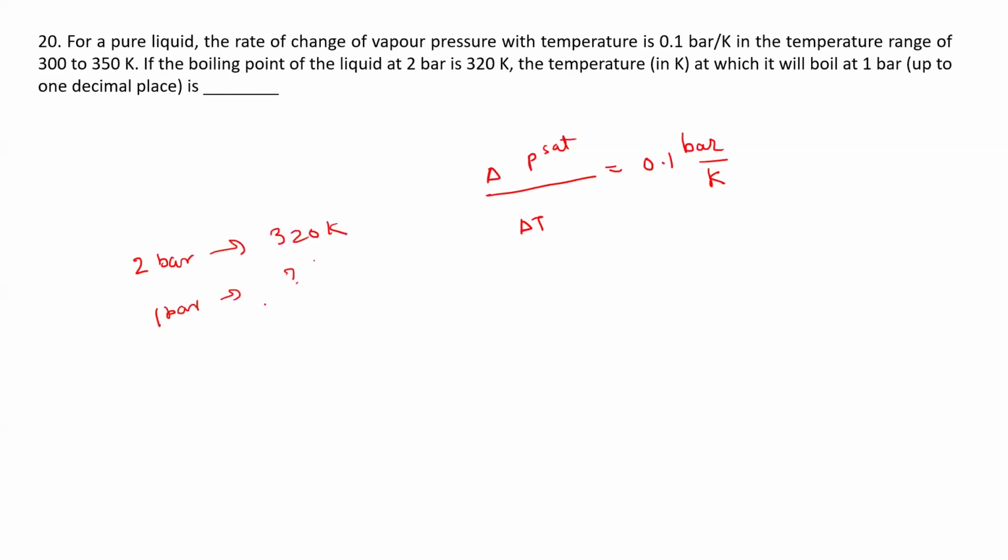Okay, so 320 is in the range of 300 to 350, so this equation is valid here. So I am writing this as 2 minus 1 by 320 minus T equals 0.1. And by solving, I get T equal to 310 Kelvin.